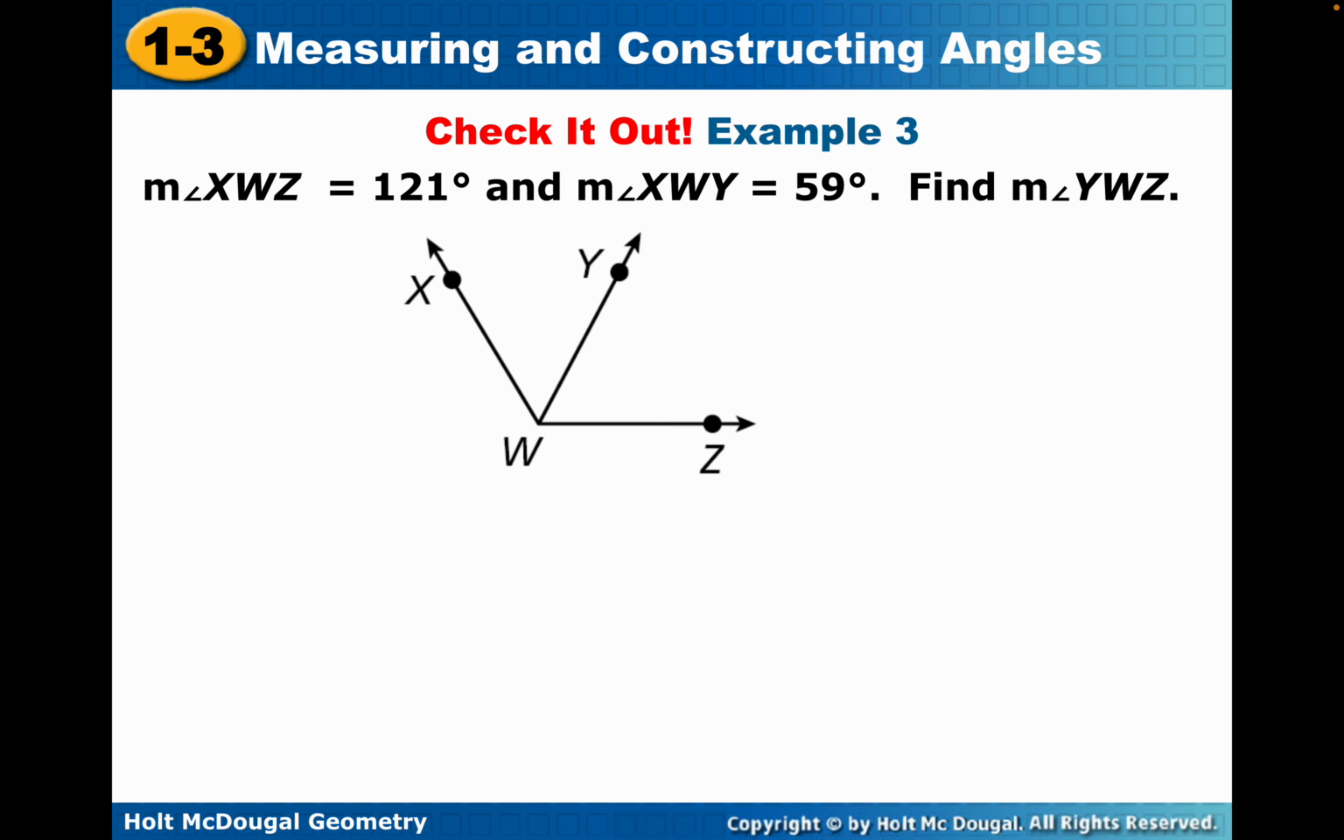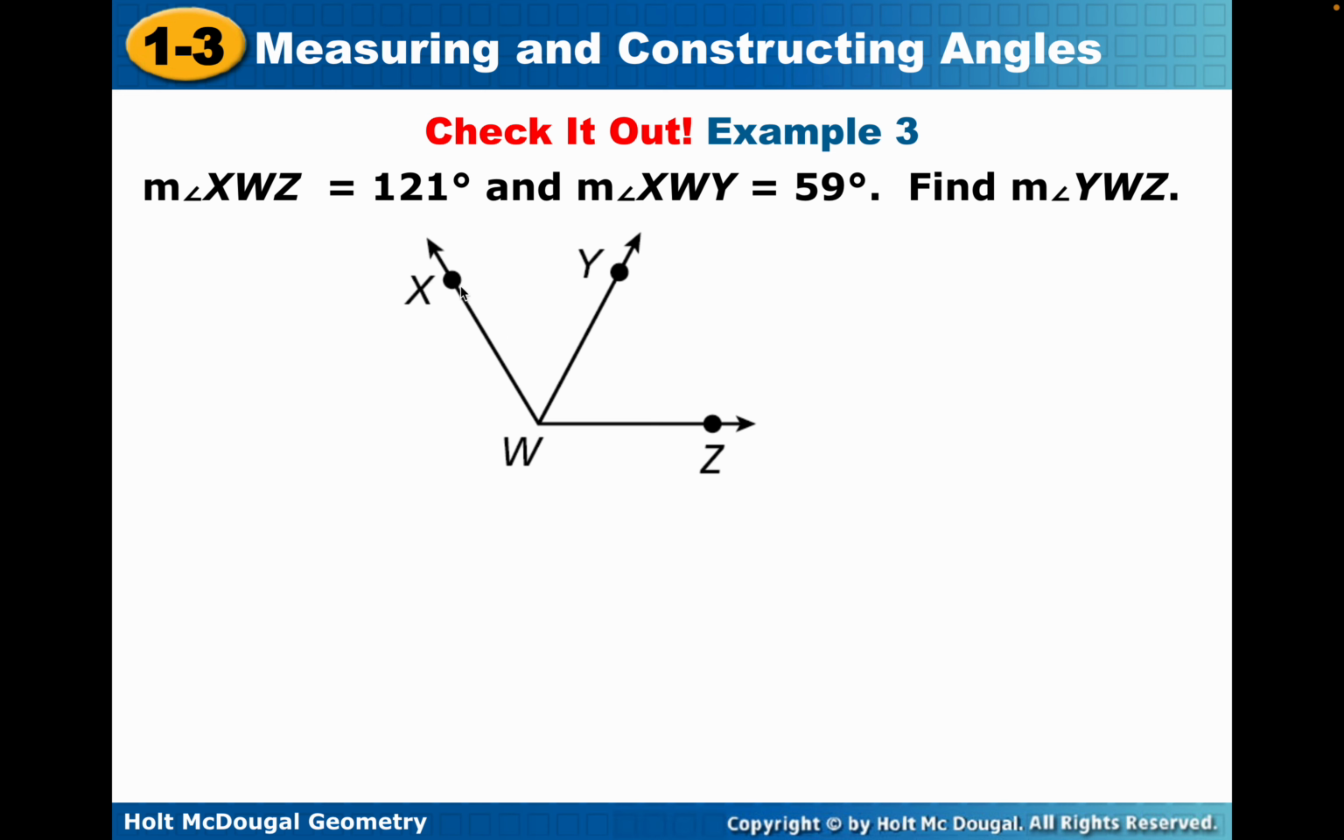So let's go ahead and look at another example. Okay, this says the measure of angle XWZ is 121, and the measure of angle XWY equals 59. So we need to find the measure of angle YWZ. So it says XWZ, okay, that's the whole angle, that's going to be 121. Then it tells us the measure of XWY.